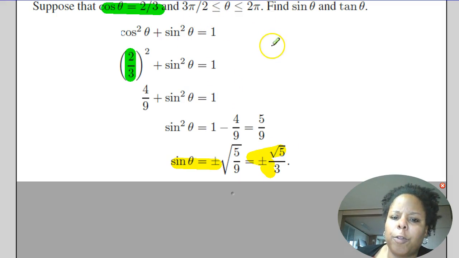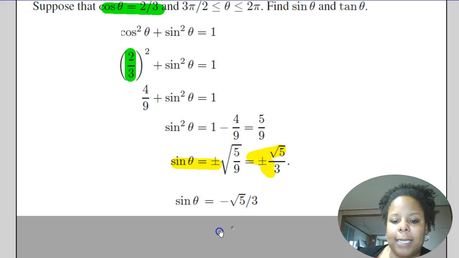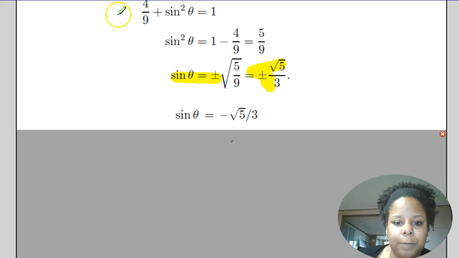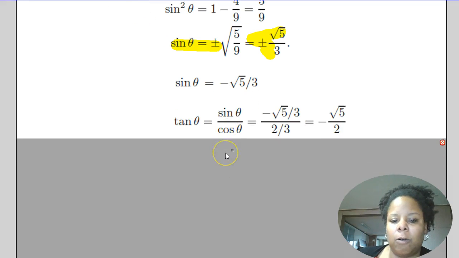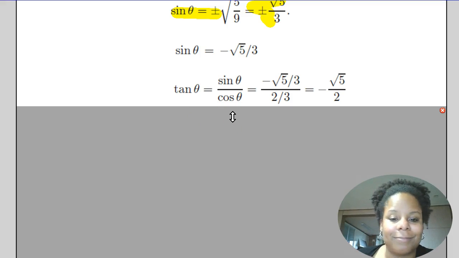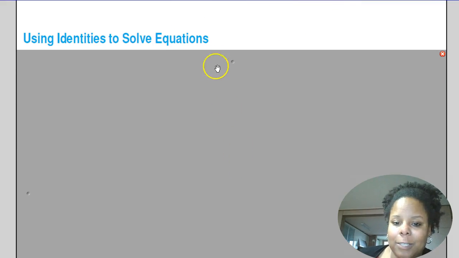But since we are in the fourth quadrant, if you recall, that means sine is always going to be negative in the fourth quadrant. So therefore, our only answer that we can get is negative square root of 5/3. We can also use a trigonometric identity to figure out what tangent theta is. And tangent theta is sine theta over cosine theta, that identity we know. So now that I know what sine theta is, and I already was given cosine of theta, I can just simplify this fraction and get my answer for tangent theta without having to use a calculator. Fancy that.